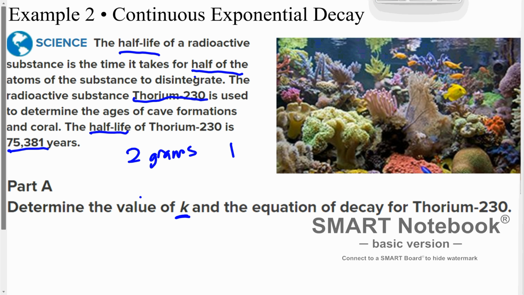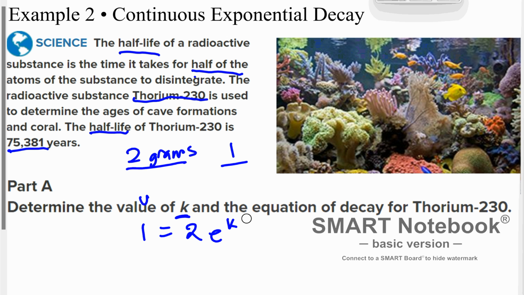All right, so here we're going to start out with our equation. A is our initial amount, so it doesn't really matter what our initial amount is. It could be 2 grams. And then e raised to k times t. And we know after 75,381 years, there's always going to be half of that, right? So 1. It just says a half-life, meaning half the amount that you start with after that many years, right?